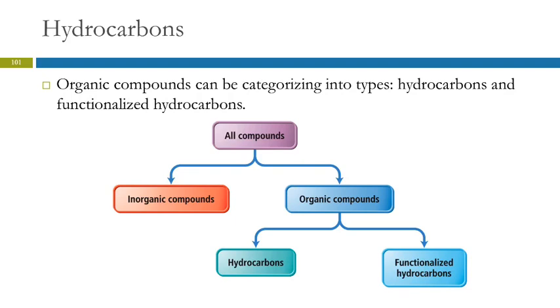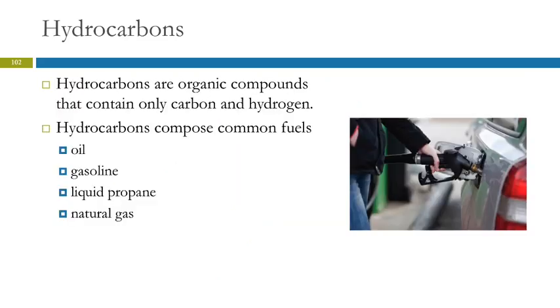We divide organic compounds into 2 broad categories. Compounds in general can be inorganic or organic, and then organic compounds can be hydrocarbons or functionalized hydrocarbons, special hydrocarbons. A hydrocarbon contains carbon and hydrogen, hence the name hydrocarbon. These are common fuels. Oils, gasolines, liquid propane, natural gas, these are all hydrocarbons. They burn very nicely, so really useful things.